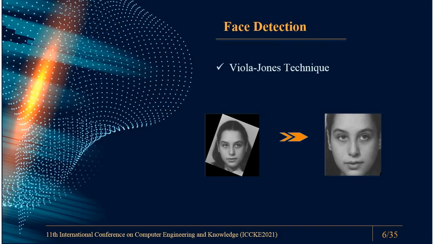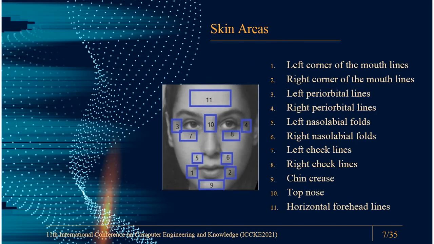And the next step is face detection. We use the Viola-Jones technique to detect and crop the face and remove the irrelevant areas. Next step is the skin area. More wrinkles, spots and skin texture appear in some areas such as the forehead, corners of the eyes, and the mouth. So it is better to crop these areas for improving the performance of the age estimation process. As shown in the figure, we chose 11 areas and cropped them for feature extraction.